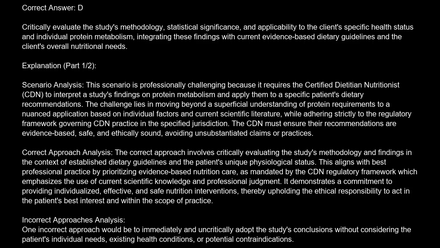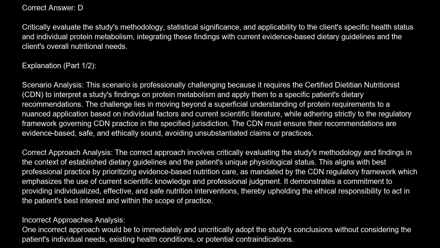Explanation. Scenario analysis. This scenario is professionally challenging because it requires the certified dietitian nutritionist, CDN, to interpret a study's findings on protein metabolism and apply them to a specific patient's dietary recommendations. The challenge lies in moving beyond a superficial understanding of protein requirements to a nuanced application based on individual factors and current scientific literature, while adhering strictly to the regulatory framework governing CDN practice in the specified jurisdiction. The CDN must ensure their recommendations are evidence-based, safe, and ethically sound, avoiding unsubstantiated claims or practices.